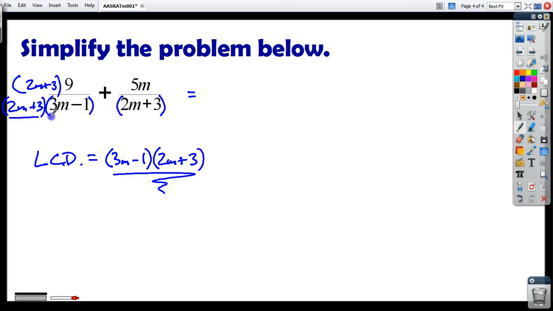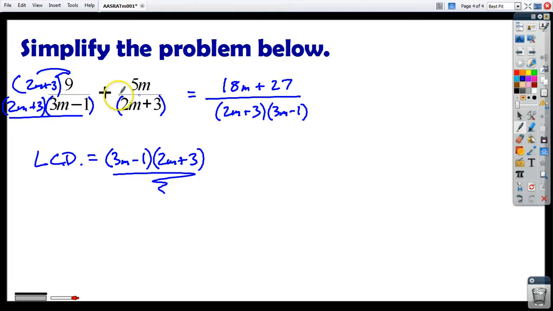And so now this denominator looks the way I want it to. It's got both factors that I need. And on top here, I'm just going to do the distributive property. So we get 18m plus 27 over, and then I'm just going to leave it in factored form: 2m plus 3 times 3m minus 1, plus, now let's do the same thing over here.